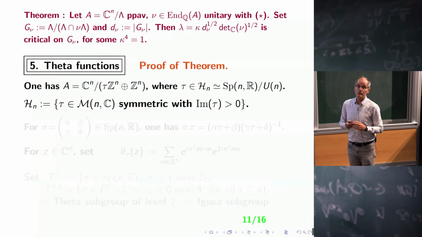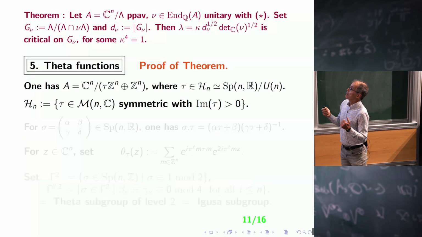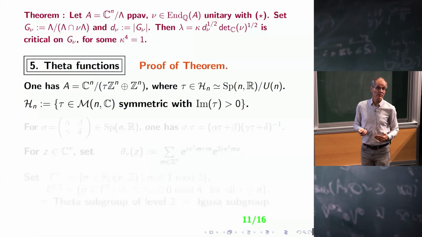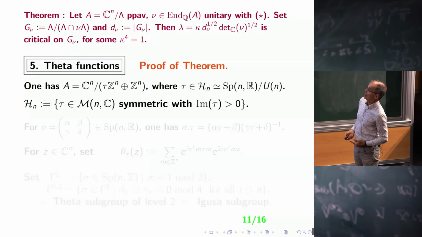And what will be the critical function associated to my critical value? And how do I prove these functions are critical? So the functions will be theta functions. So let me recall the definition of theta functions. So I have my Abelian variety, my principally polarized Abelian variety.